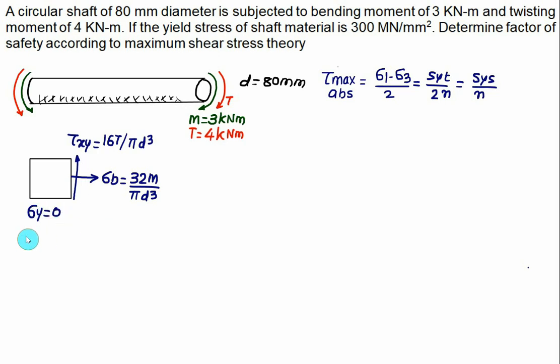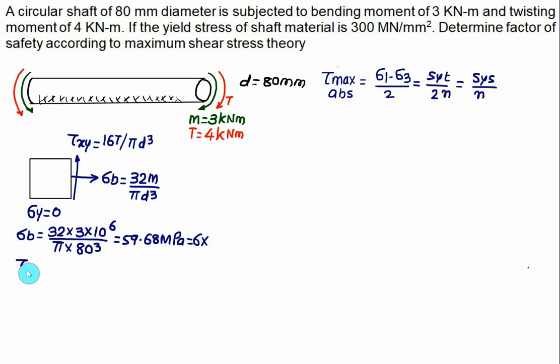So let's calculate sigma bending first. We have sigma bending equal to 32 times the bending moment, 3 into 10 to the power 6 N·mm, divided by pi into d cubed, and we have the diameter given as 80. So it is 80 cubed, which gives 59.68 megapascal. This value we will assign to sigma x.